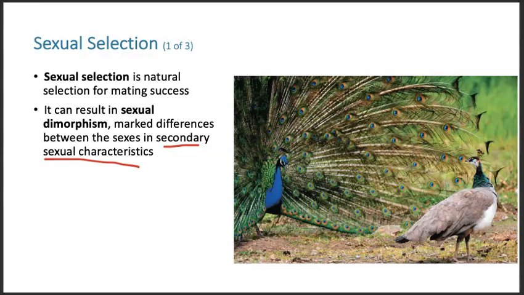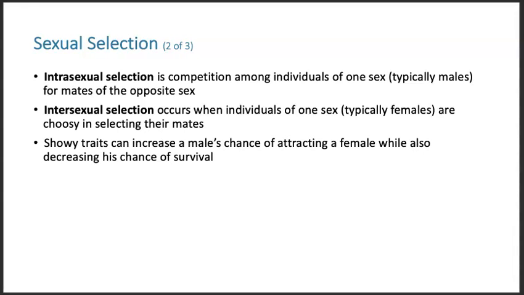So the kind of mate choice can result in sexual dimorphism. Now there's two basic kinds of sexual selection. There's intrasexual selection, and that's where you have competition among one sex. Usually it's competition among the males in animal species, but not always. And they're competing for mates. And then there's intersexual selection, and that's where individuals of one sex, and again, this is usually the females, are choosy in selecting their mates.